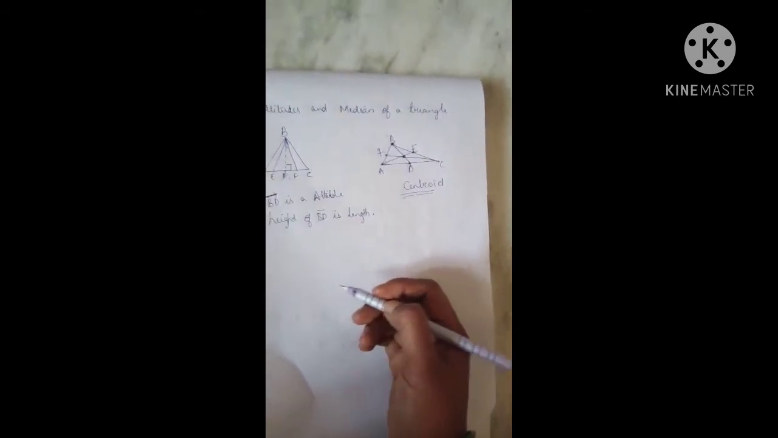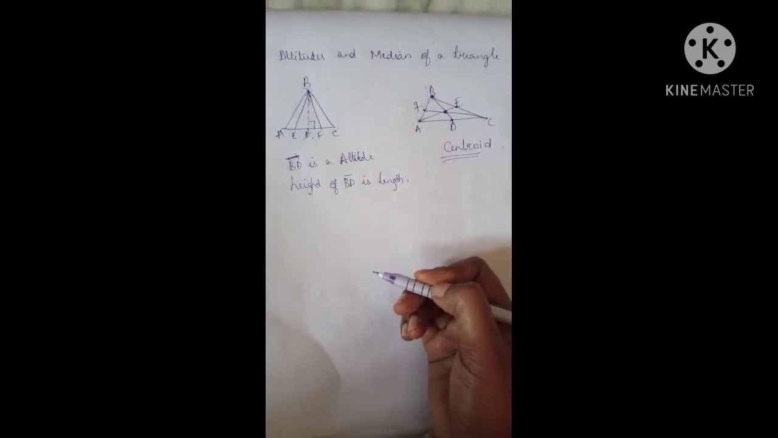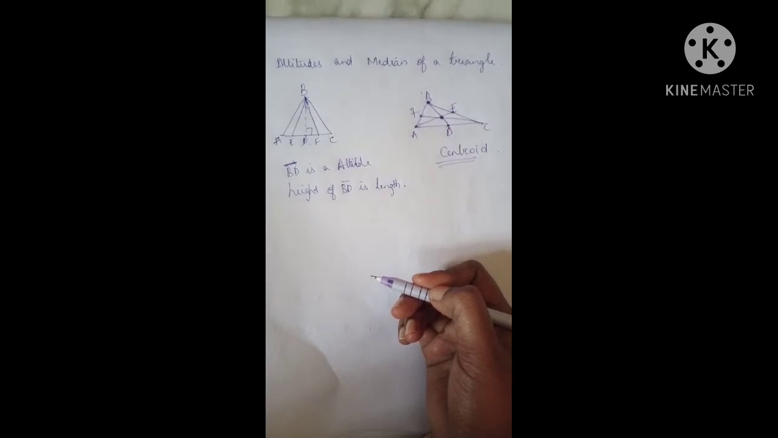Clear? This is the difference between the altitude and median. Once go through this. After that, start exercise 2.